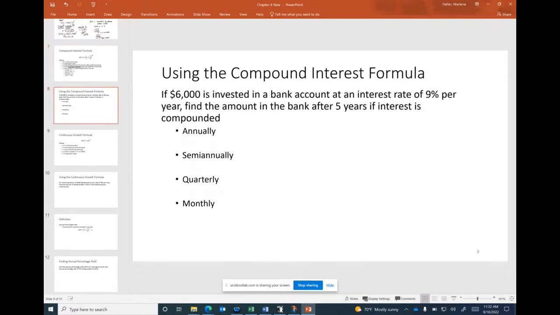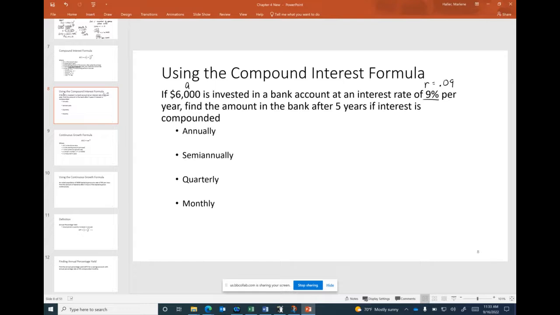All right, let's look at an example of using this compound interest formula. If we have $6,000 invested in a bank account at an interest rate of 9% per year, that looks like the R, doesn't it? Of course, when we calculate with it, we need to change that percent to a decimal, so it'll be 0.09. We've got the $6,000 we're investing. That looks like our A, our initial value.